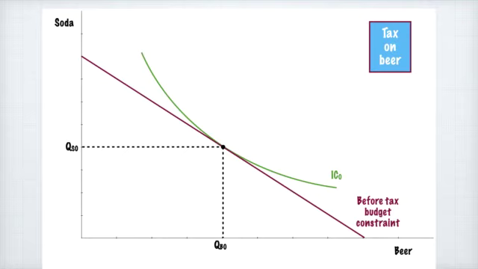So here we have an equilibrium. This individual is maximizing their utility. Their indifference curve is just tangent to their budget constraint. And this is before the imposition of a tax on beer.